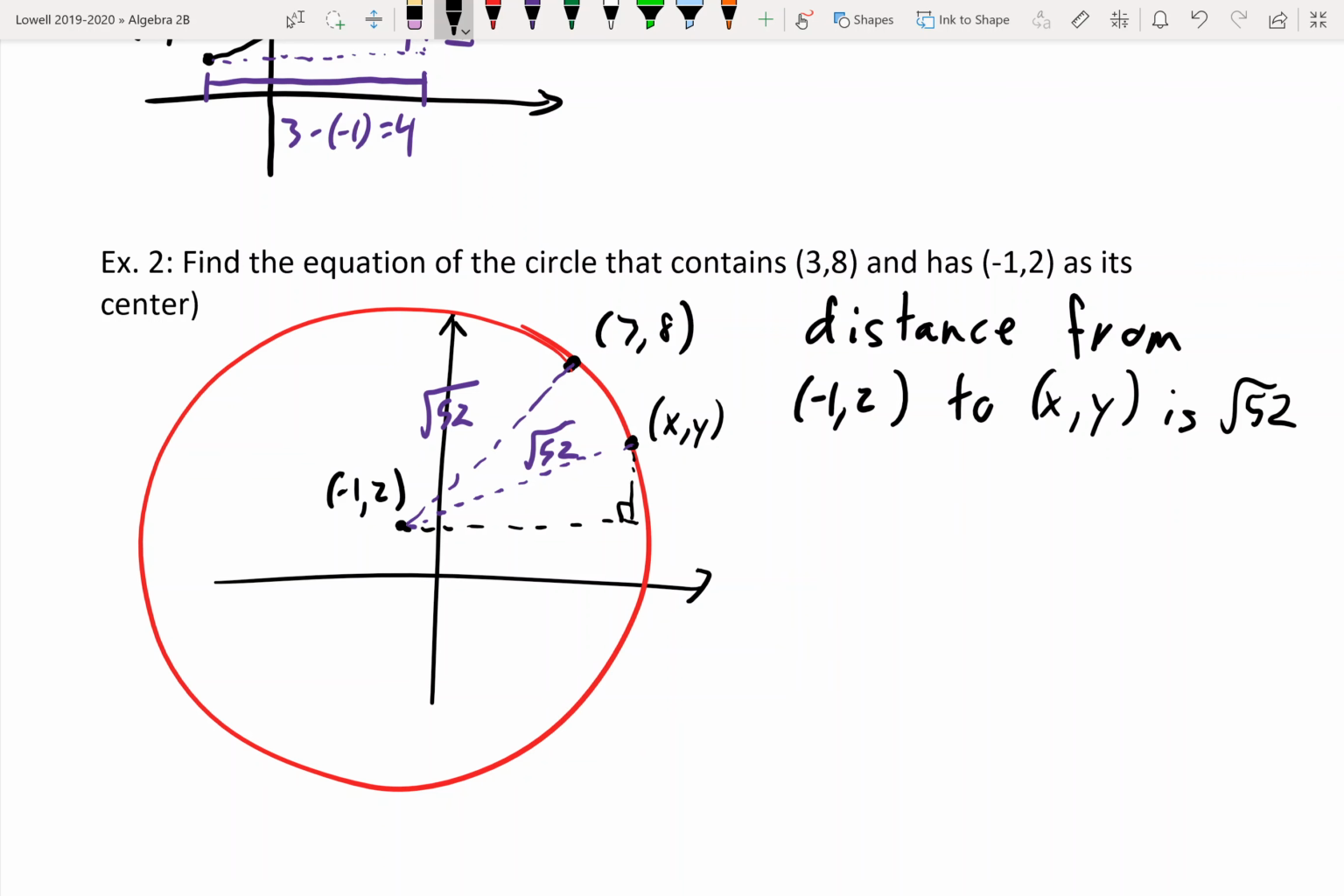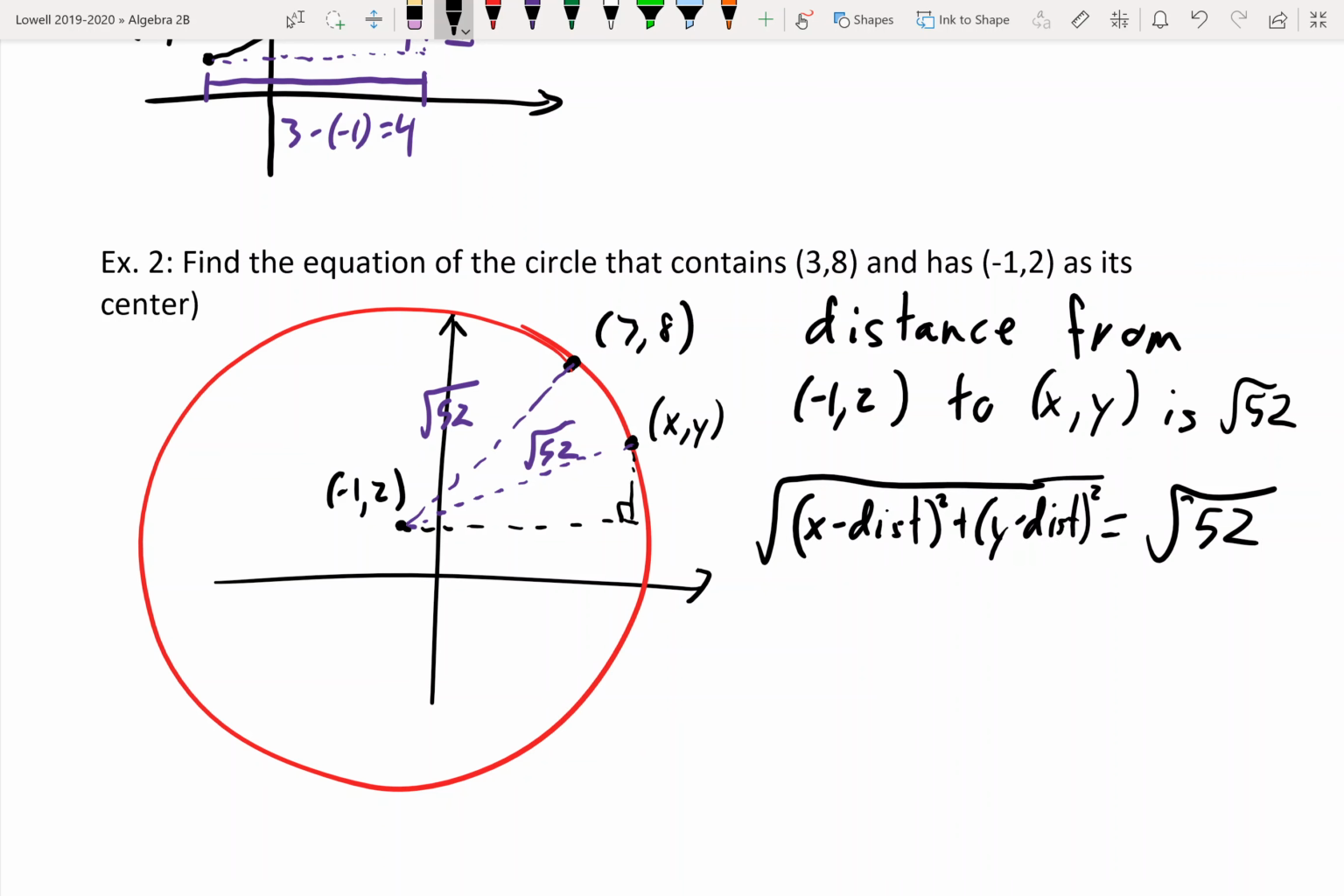The distance formula was essentially the Pythagorean theorem. And so the square root, we know it's going to have to equal root 52. The square root of the x distance squared plus the y distance squared. Now, what is the x distance?